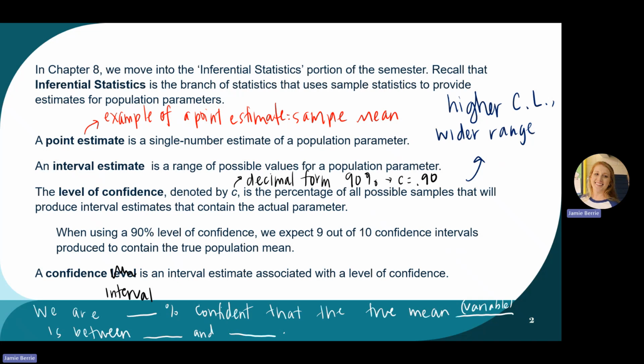Every program that you use, whether it's SPSS or Excel or the calculator or R, whatever kind of statistical program you're using, the way that you calculate the confidence interval is going to be different. You might have to end up Googling something like, how do I calculate a confidence interval in SPSS or in Excel? But the interpretation is going to remain the same. So it's always going to be, we are, say, 90% confident that the true mean temperature of Brunswick, Georgia is between blank and blank. That interpretation is going to remain the same no matter what program you're using.